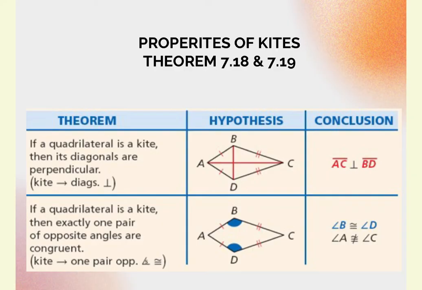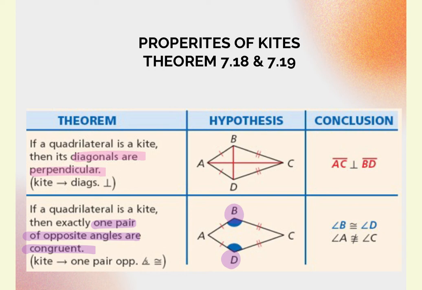Properties of kites. The first is if a quadrilateral is a kite, then its diagonals are perpendicular. So like a rhombus and a square, it has perpendicular diagonals. And if a quadrilateral is a kite, then exactly 1 pair of opposite angles are congruent. It's the pair where the 2 non-congruent sides meet. So where one length and the other meet, not where the 2 congruent sides meet.